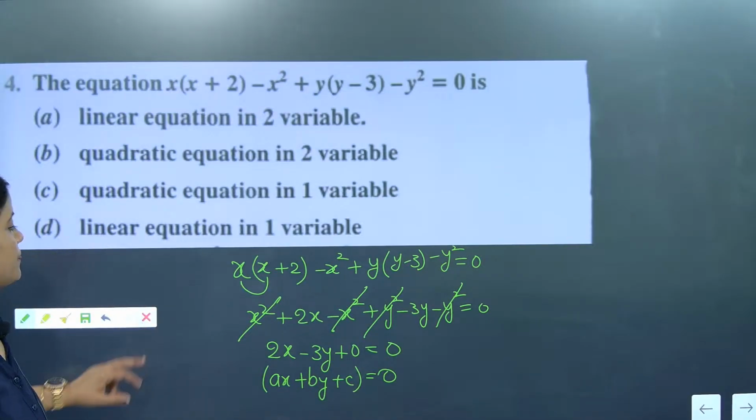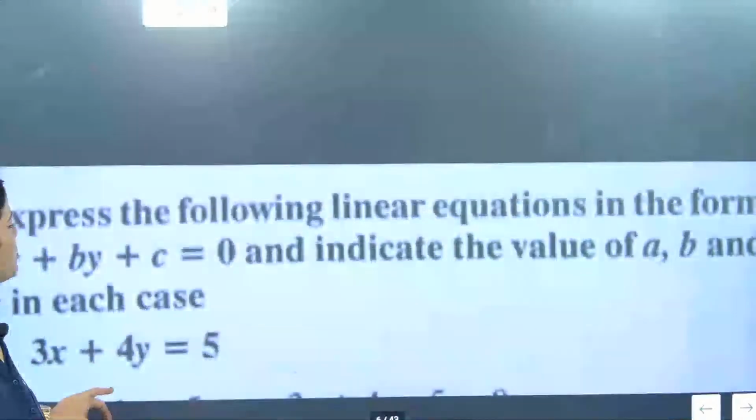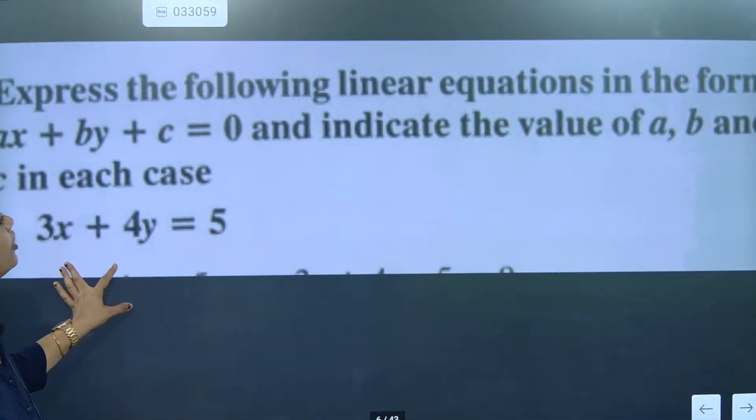Very good. Well done, Beta. Now we will solve the next question. Are you ready for the next question, please? So our question is this one. Can you go for it, please, Beta?